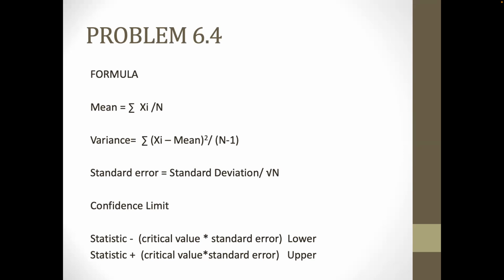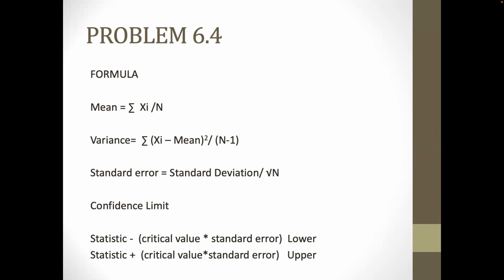Just to review, the mean formula is the sum of all the scores divided by n. So that thing on the left that looks like a sideways W is the Greek letter sigma, which stands for sum. X sub i means each individual x. So x sub 1 is the first score, x sub 2 is the second score, and so on. The variance is the sum of x sub i minus the mean, squared, divided by n minus 1.